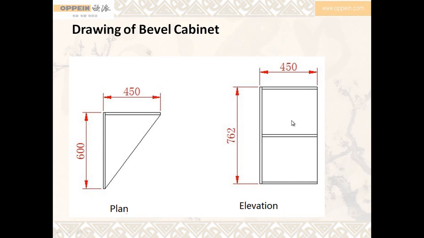For quotation of bevel cabinet, take this case as an example. You can see the drawing as in the figures. The figure on the left side is the plan of bevel cabinet. In the plan, you can see the width of the cabinet is 450 millimeters and the depth is 600 millimeters. The figure on the right side is the elevation of bevel cabinet. In the elevation, you can see the width of the cabinet is 450 millimeters. Then the height of the cabinet is 762 millimeters.